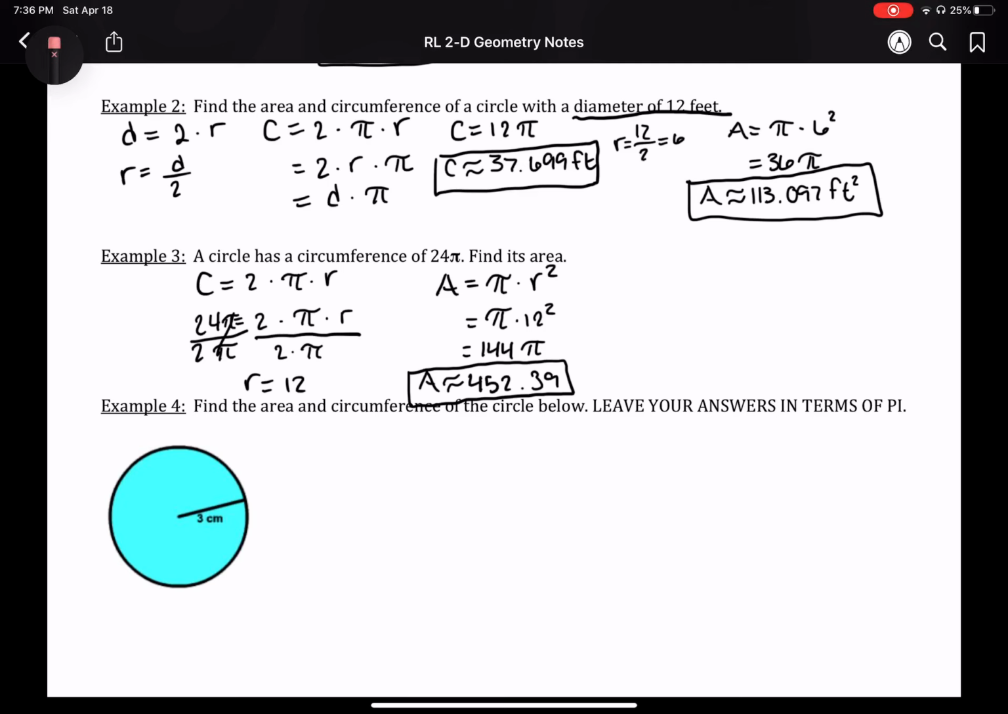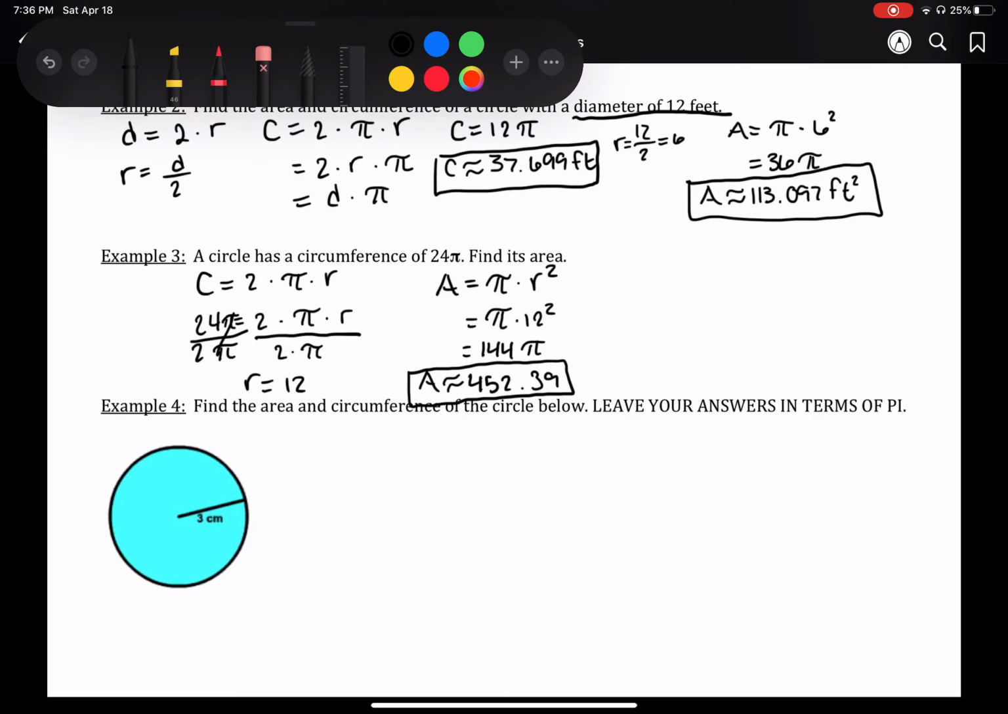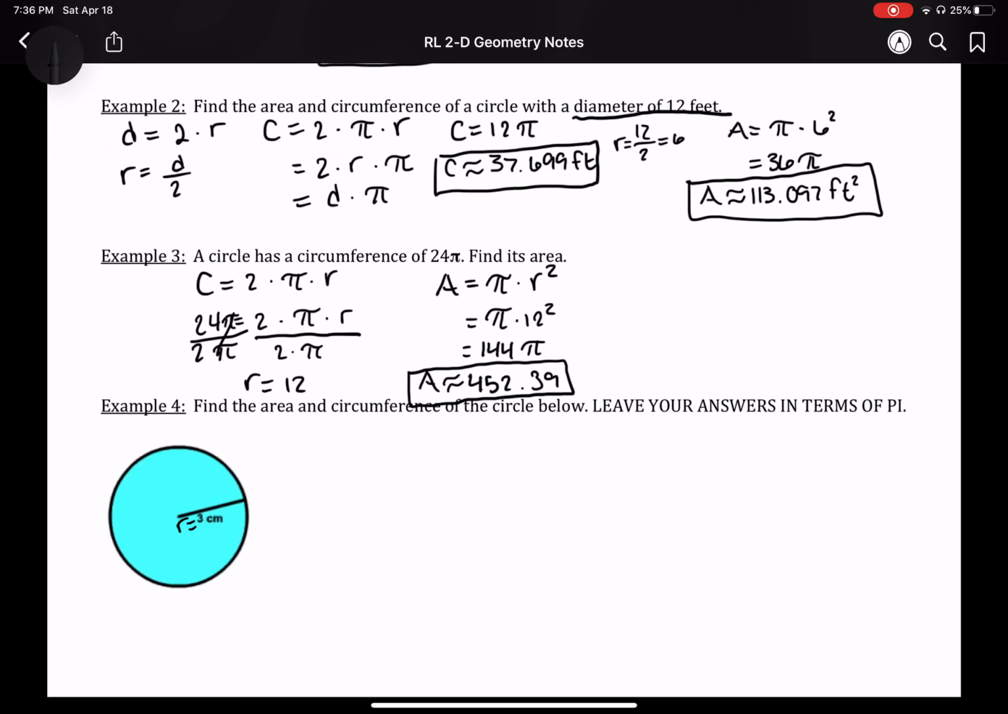All right. Example 4. Find the area and circumference of the circle below. Leave your answers in terms of pi. Okay, so this is that special circumstance that I was talking about before. This time, we're not putting a decimal because it's telling us to leave it in terms of pi. So we're going to go ahead and start with identifying the radius here. And in our picture, it's shown to be 3 centimeters. So r is equal to 3 centimeters.